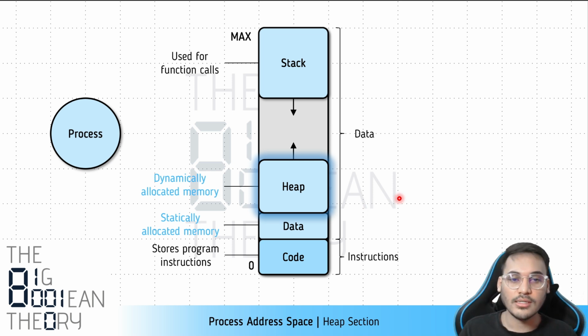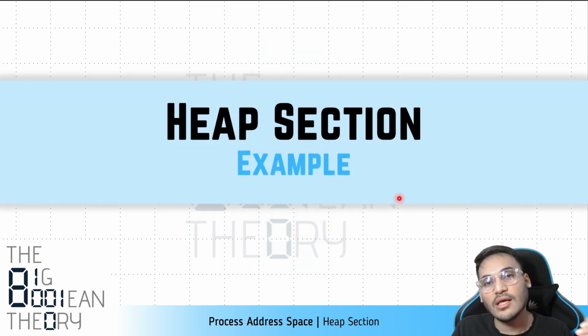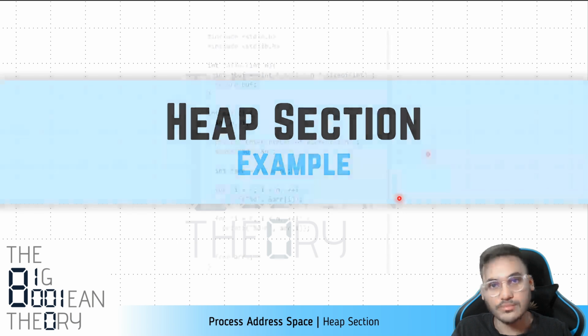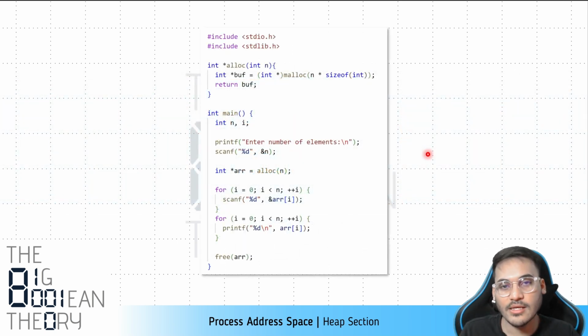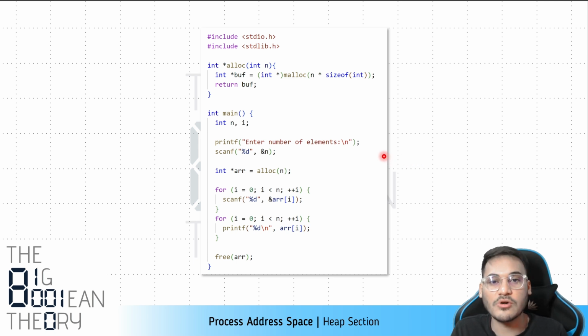So now let us take an example code, and by executing that code, let's understand how the heap section is used in the process address space. So let us see this example. Here you can see this is a simple piece of code written in the C language. Let us go over this code and understand what is happening here.